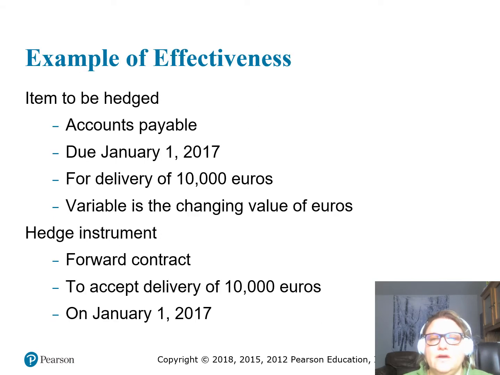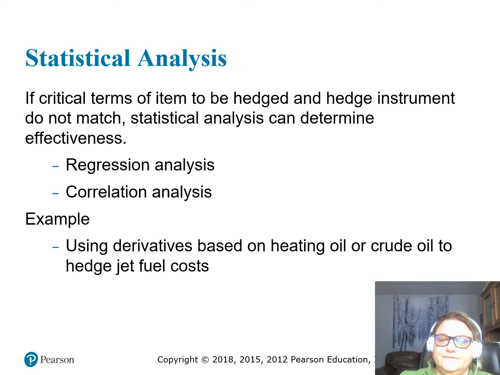Okay. So here are some examples of items that you can hedge. You could also hedge accounts payable, and this is one where we are going to hedge accounts payable that's due January 1st, 2017, for the delivery of 10,000 euros. And the variable of changing values we're going to be hedging is euros. The hedge instrument is a forward contract to accept the delivery of the euros on January 1st.